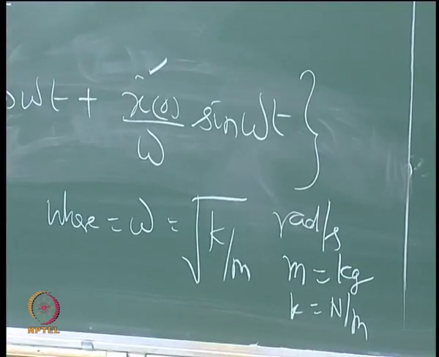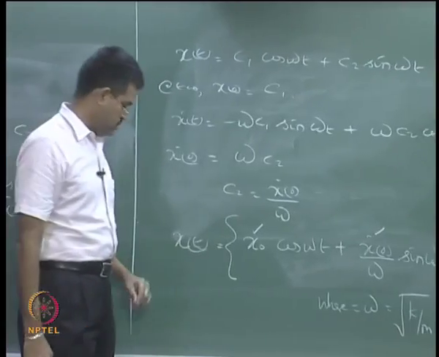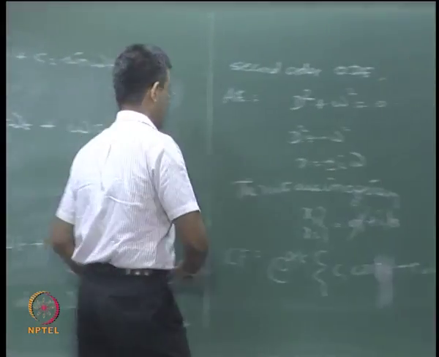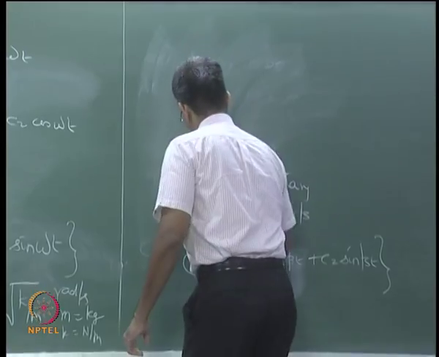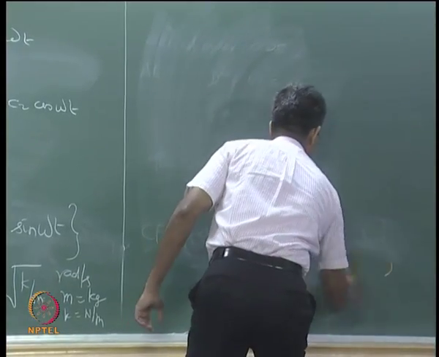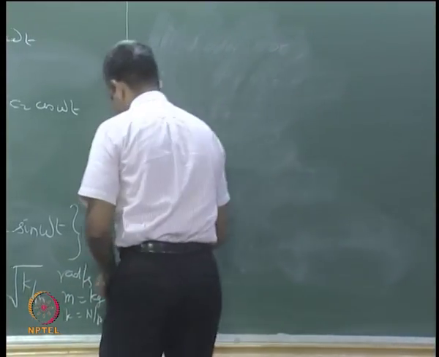So if you know these initial values, I will be able to get the full response. Let us try to plot this and see how it looks. It is actually a simple harmonic motion with an initial displacement x naught. So, let me try to plot this.